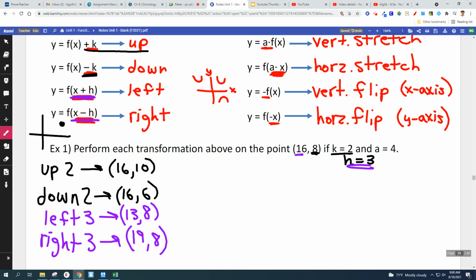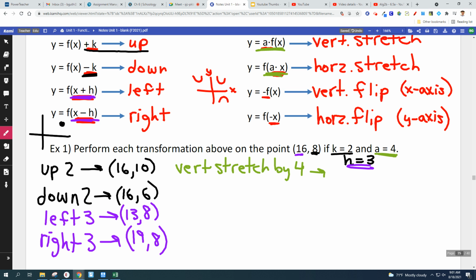All right, fair enough. Now I think we get to the harder stuff. I think the stretching is always going to be harder. But if you look, we're multiplying by a for the stretching here. So a was 4. I want to do a vertical stretch by 4.